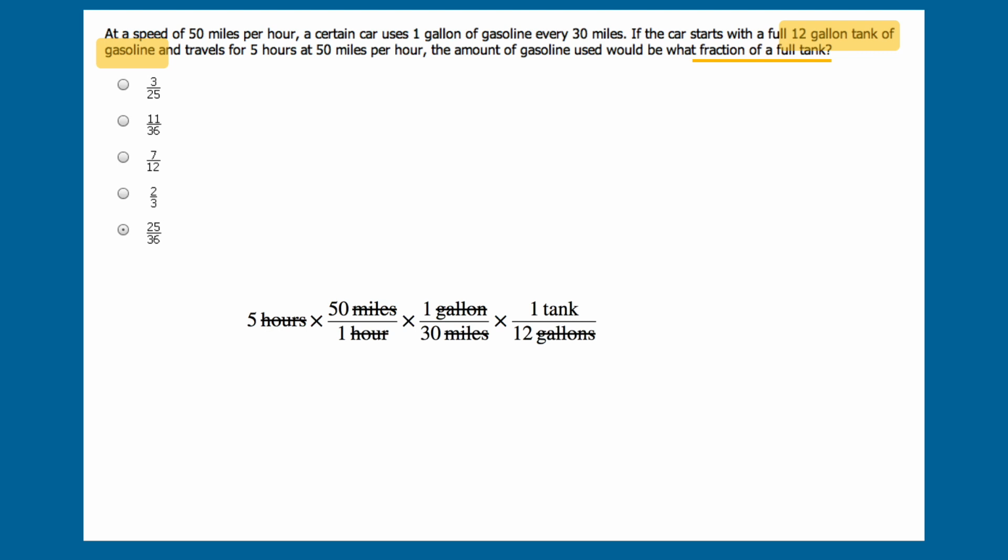Now we can go ahead and do the math. We'll notice that it's actually pretty simple at this point. Cancel out a 10 from 50 and 30. This leaves us with 5 times 5 over 3 times 12, which is 25 over 36, or answer choice E.